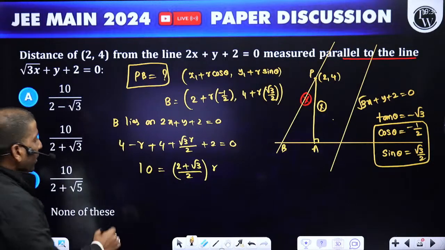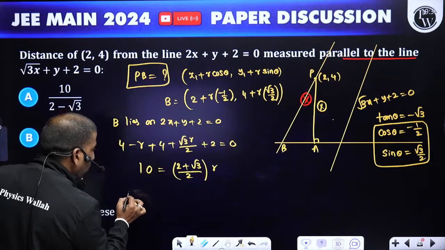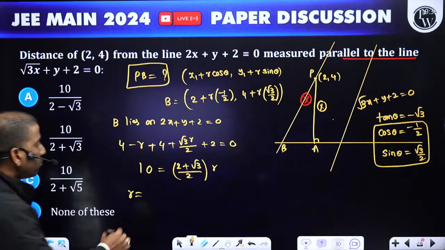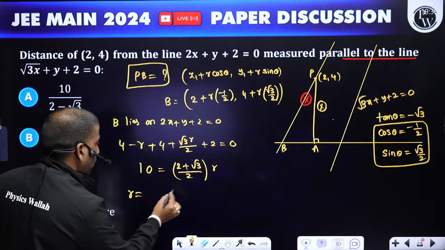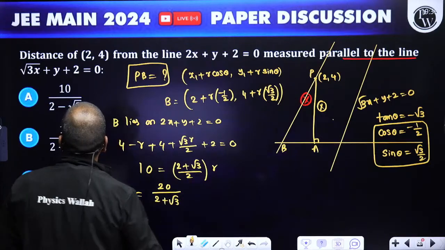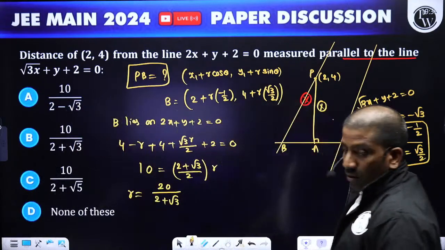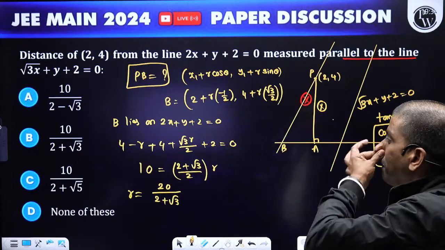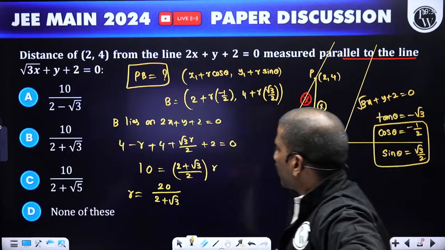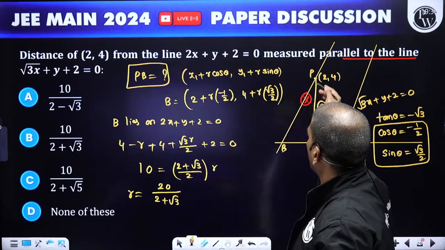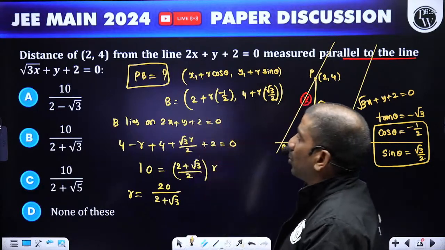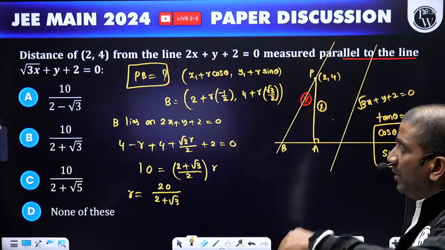Right? So then what do you get? r is equal to 20 by 2 plus root 3. So this is r, which is nothing but our PB, the point of intersection. 20 minus root 3. No, A is not correct. So it is not 10.